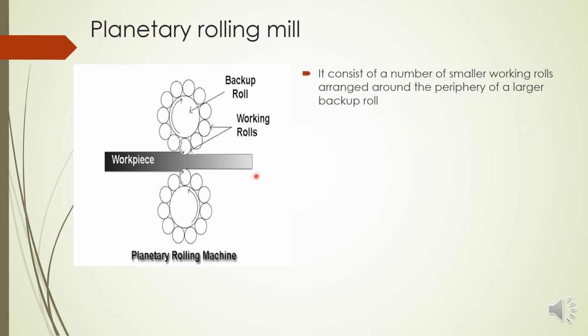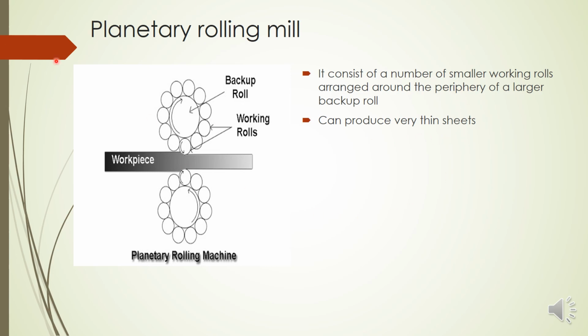Then finally we have the planetary rolling mill, which is entirely different from all these. You can see here the backup roll is surrounded by a set of working rolls. This is the backup roll, of larger diameter, on both sides, rotating in opposite directions, and it is surrounded by a number of small working rolls. That is why it is known as a planetary rolling mill. It consists of a number of smaller working rolls arranged around the periphery of a larger backup roll, and it can produce very thin sheet compared to other mills.